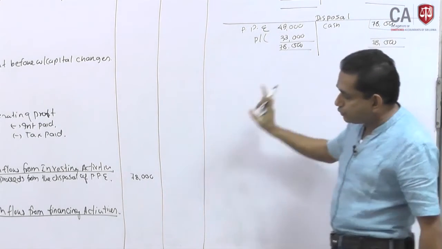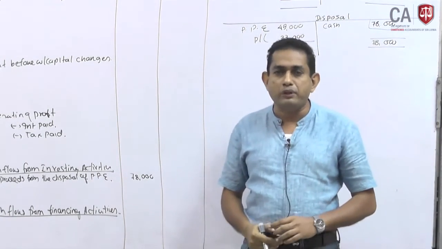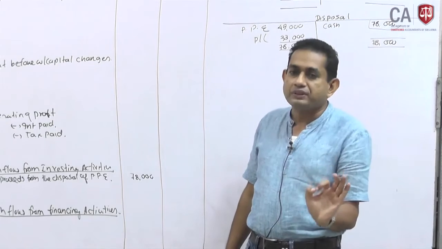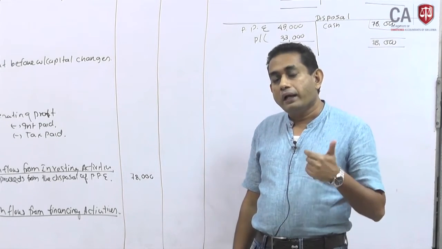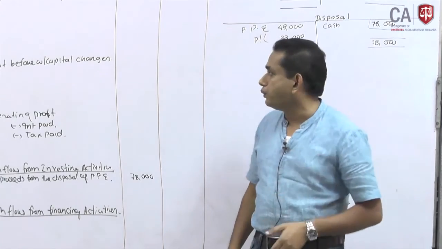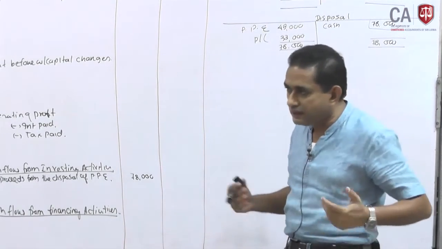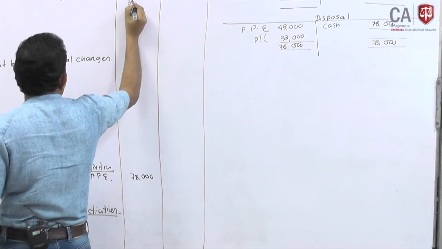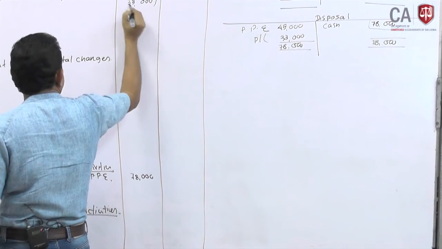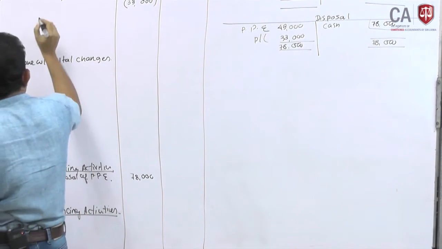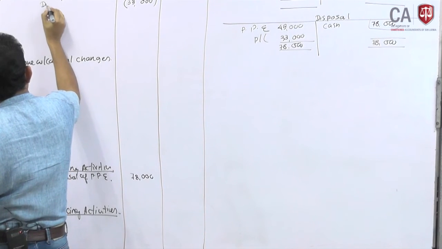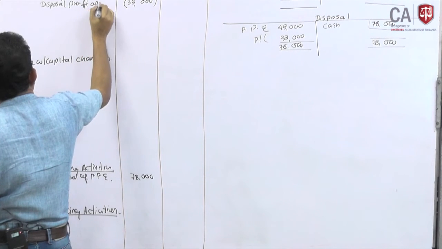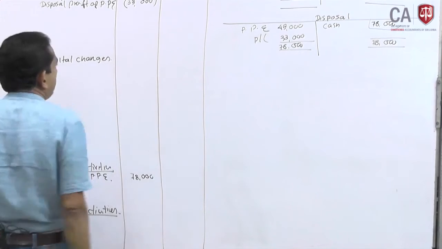Since 78,000 is already taken to the cash flow statement, you can't let this 33,000 be further included in the profit figure. You need to take it out. If not, this disposal transaction is duplicated. I am removing this 33,000 disposal profit from the profit figure to further transform that from accrual basis to cash basis. Disposal profit of property, plant and equipment, 33,000 was deducted.